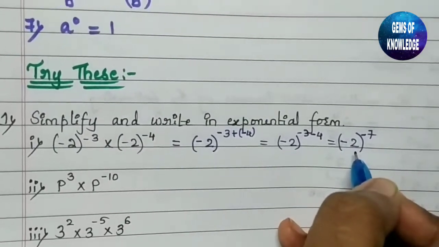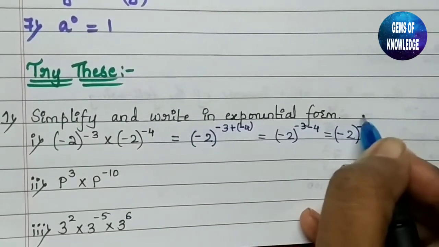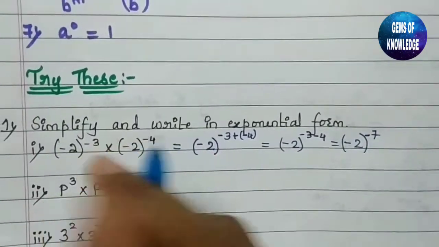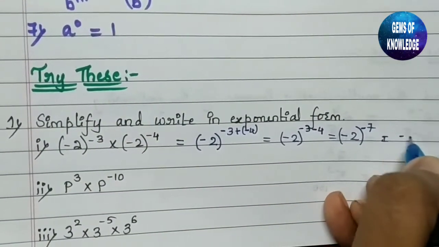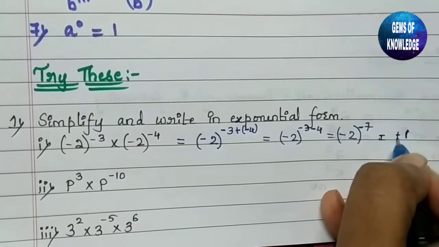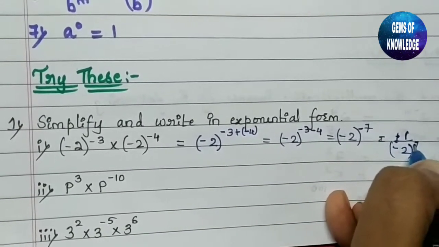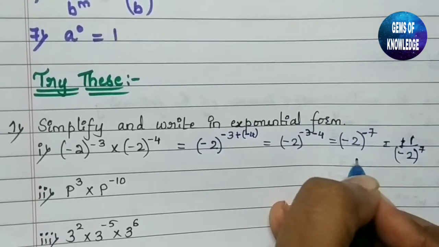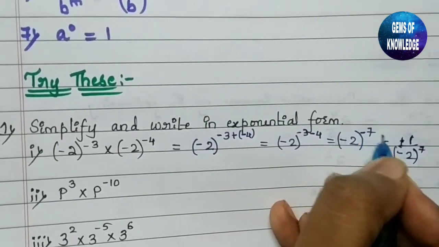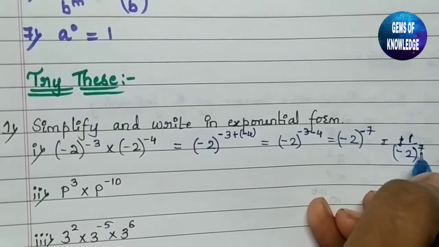If you want, you can keep it as it is, or if you want to change this into a positive exponent, you can write it as 1 divided by minus 2 with the power becoming positive. If you bring this from the numerator to the denominator, it will become positive.